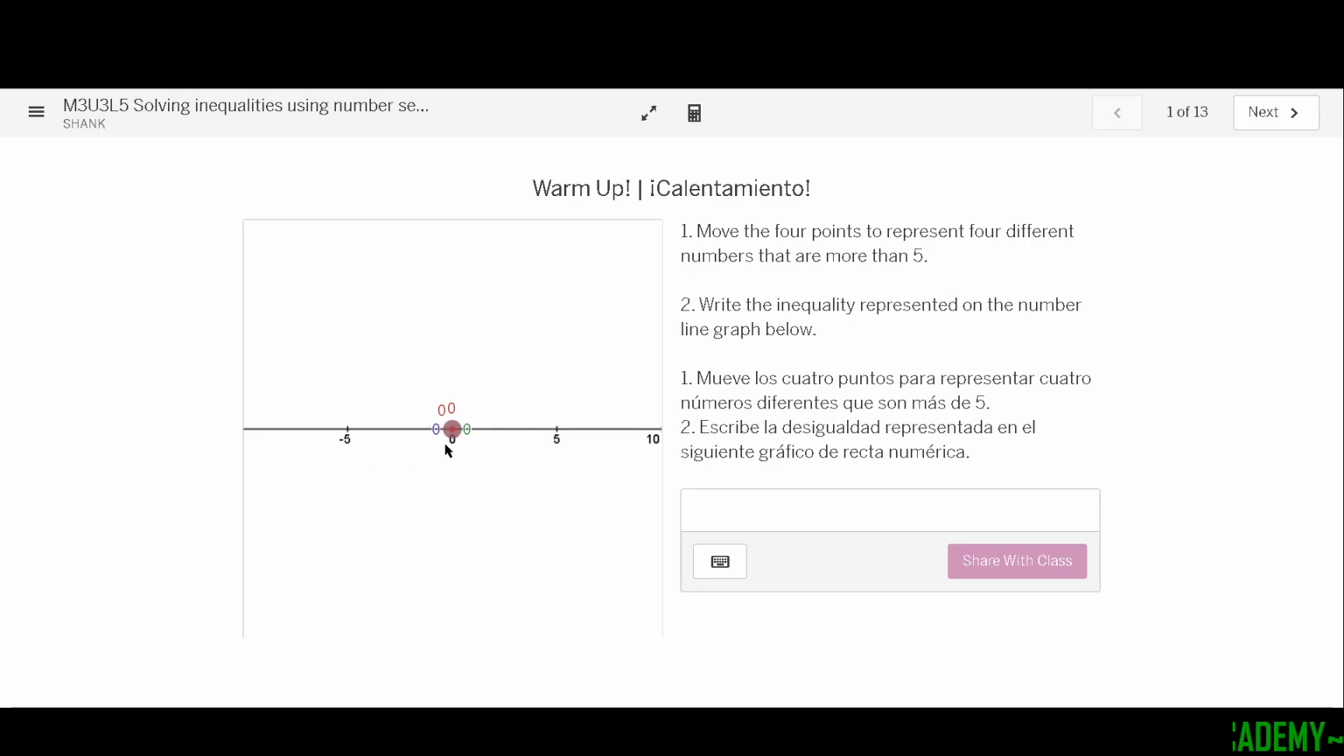So I can drag these points over to the right, and it has to be a number more than 5. So something like 5.43. We could say something like 6.52. Let's do 8.9, and let's go the whole way across, 10.03. Sounds good. And then it says to write the inequality represented on the number line in the graph below.